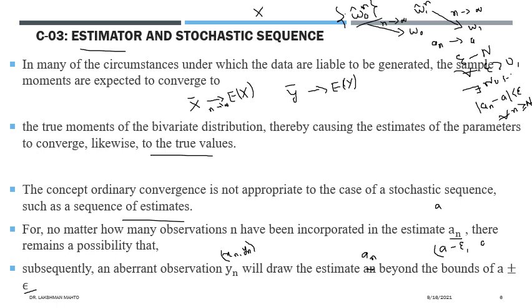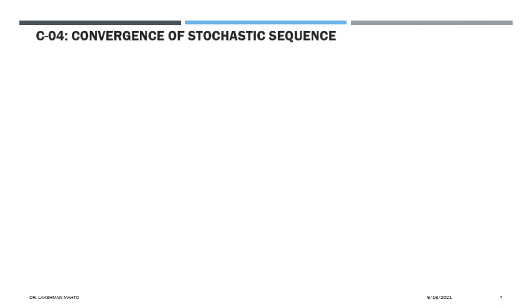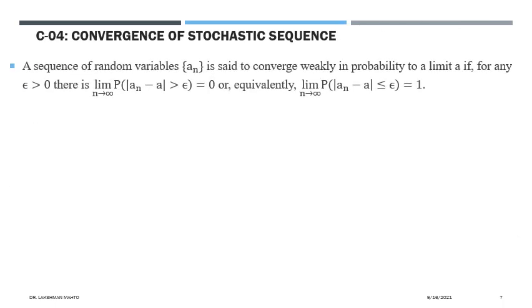ball of a. In Math 1 you might have already seen the epsilon ball of a. So it may not fall in, but probabilistically it may fall there in that interval. So we will talk about probabilistic convergence this way.